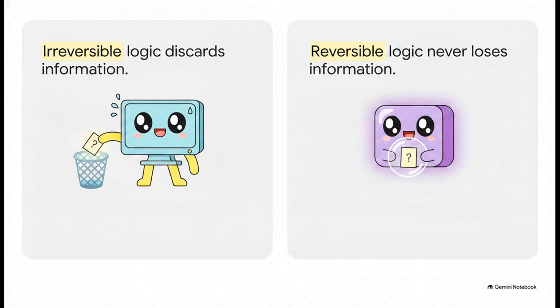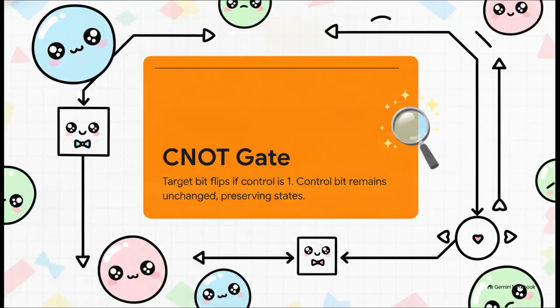But, and this is absolutely crucial, in quantum mechanics, information cannot be lost. Quantum logic has to be perfectly reversible. Basically, whatever you put into a quantum operation, you absolutely must be able to deduce from what comes out. And that brings us right to the CNOT, or the controlled NOT gate.